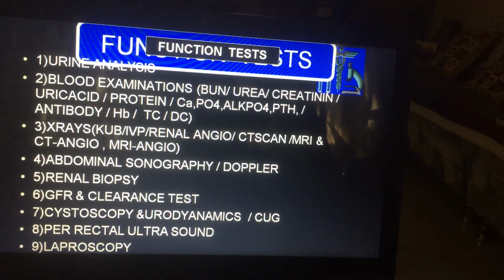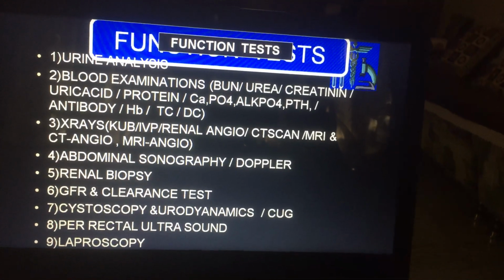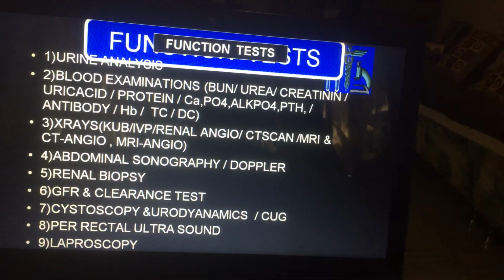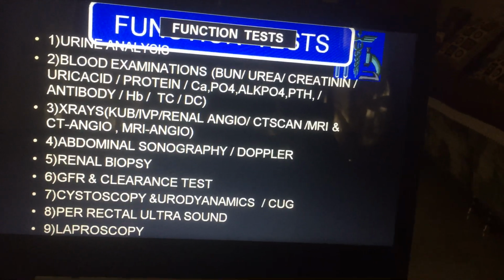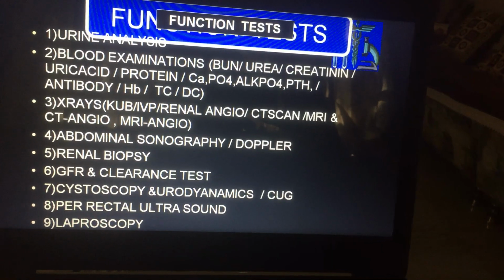Renal biopsy is done mainly in case of AKI, particularly to rule out glomerulonephritis, and in a case of nephrotic syndrome. GFR and clearance test are useful for finding out the function of the kidney, which will help you for monitoring and for dose adjustment.